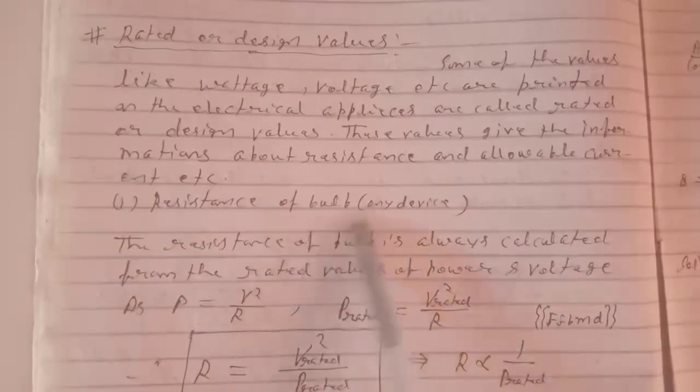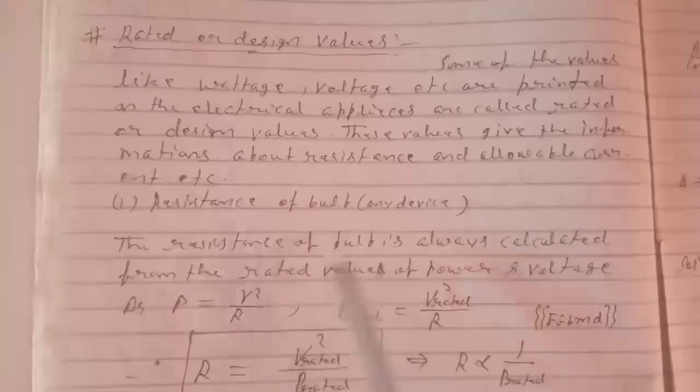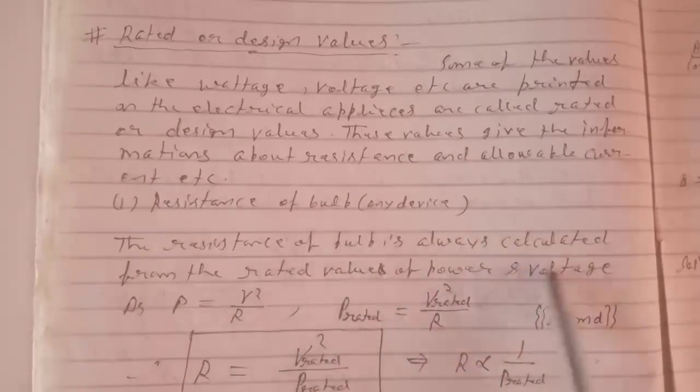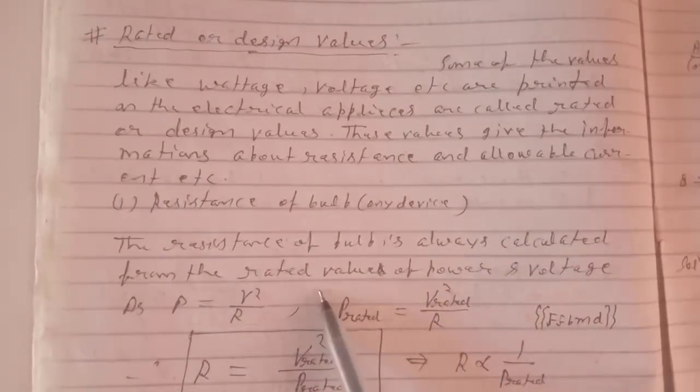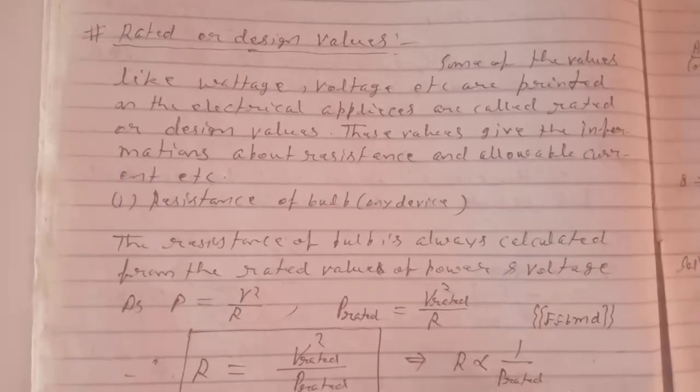Resistance of a bulb, or any device. The resistance of a bulb is always calculated from the rated value of power or voltage, as P equal to V square by R. So P rated equal to V rated square by R. Hence R equals V rated square by P rated. This implies R is proportional to 1 by P rated. Resistance is fixed for a given appliance, which is calculated as per the above formula.